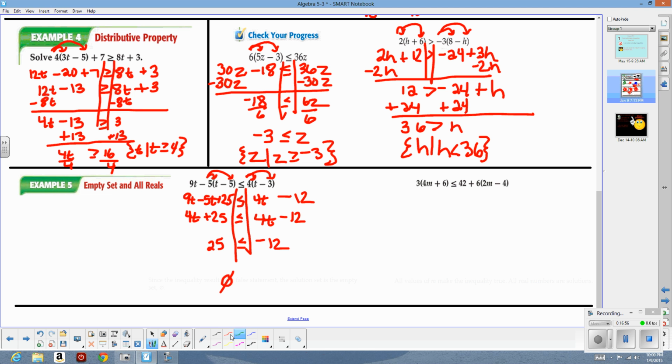Last example. Might want to try this one on your own and see what happens. 3 times 4m is 12m. 3 times 6 is 18, and it's positive 18. It's less than or equal to 42 plus 6 times 2m is 12m. And 6 times a negative 4 is negative 24.